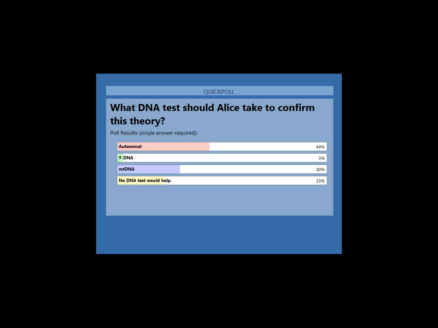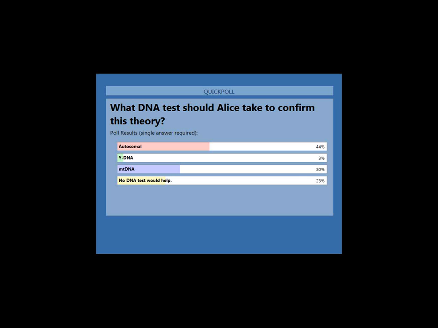Okay, so we get a little different answers here. We have 44% who think autosomal DNA testing will help, 3% Y-DNA, 30% mitochondrial DNA, and 23% no DNA test will help. The true answer, as a genealogist, is the last answer: no DNA test would help in really confirming this specific theory. Since 8 generations have gone between Alice and this possible Native American ancestor, and this is from a female going through all men down to Alice, this is not a gender-linked pattern of inheritance.